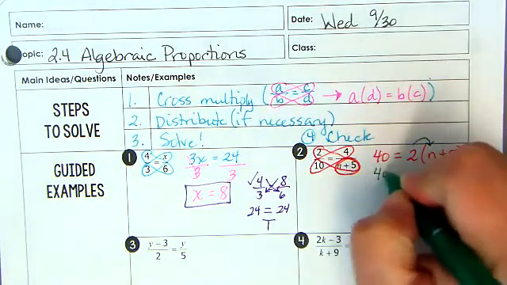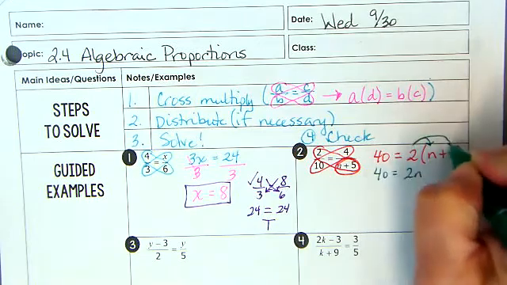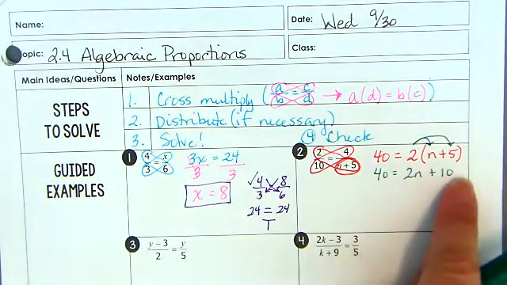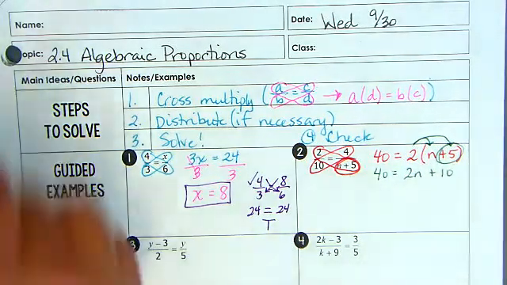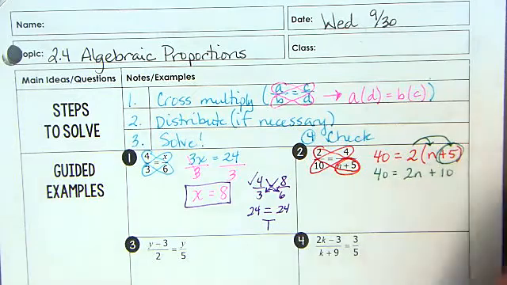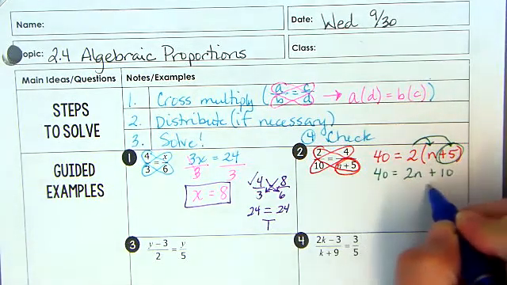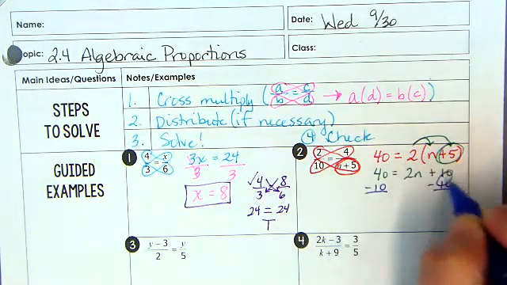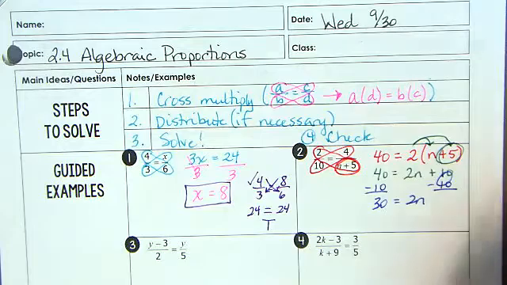I'm going to take the 2 and multiply it to everything inside the parentheses. Bring the 40 down, so I have 40 equals 2 times n is 2n. 2 times 5 is 10. Again, people are still making the mistake of not multiplying it to the second term correctly. We've got to be careful with that. And now we solve. I want to get the n by itself, so I have to move what's farthest away. So I subtract 10 from both sides. This zeroes out, and I now have 30 equals 2n.